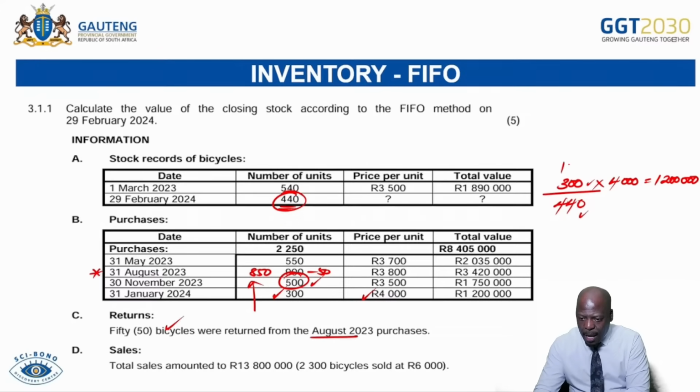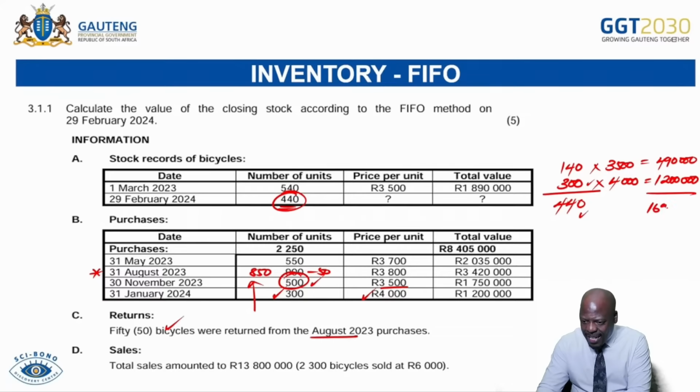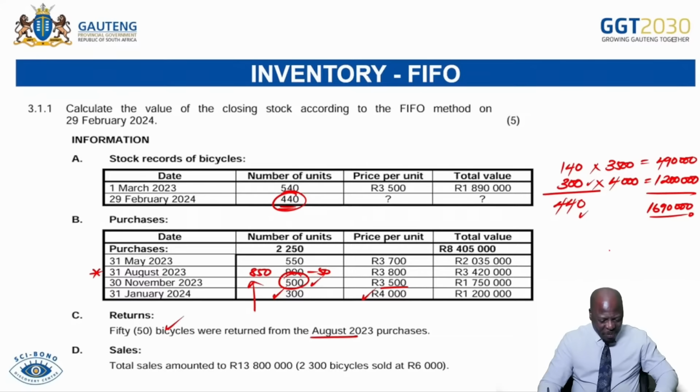Can I get 140 out of 500? Yes. So I come here, then I say 140 over there. 140 multiplied by what? 140 multiplied by 3,500. So I come here, I multiply that by 3,500. And then how much is that going to give me? That is going to give me 490,000. And then when I add these two, that's going to give me 1,690,000. Can you hear me? Okay, beautiful. Okay, so are we good here? Yes. So this is very simple. With your first in, first out, start from the bottom, going all the way up.